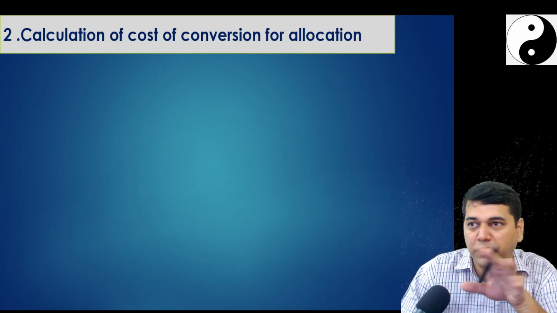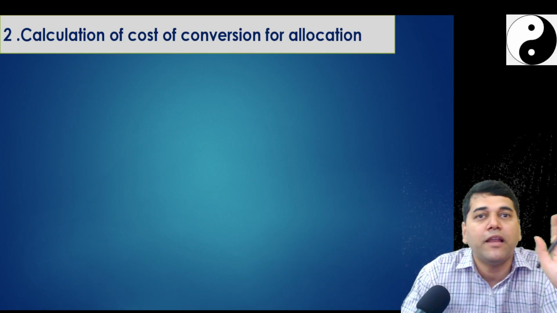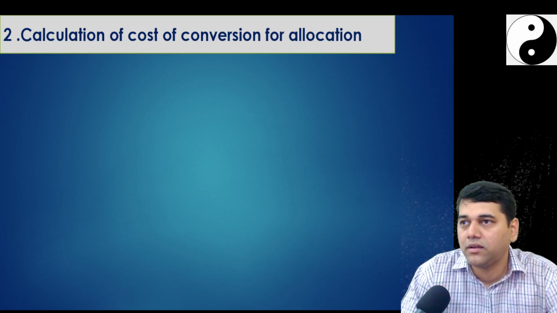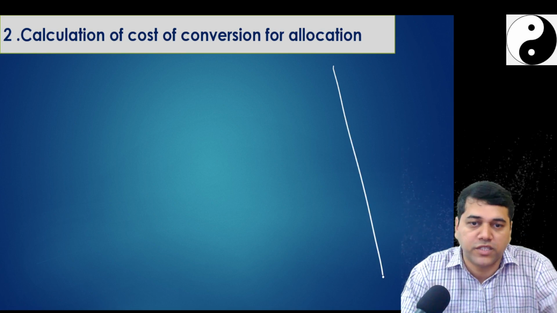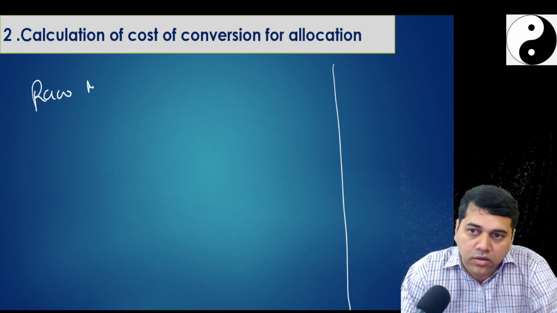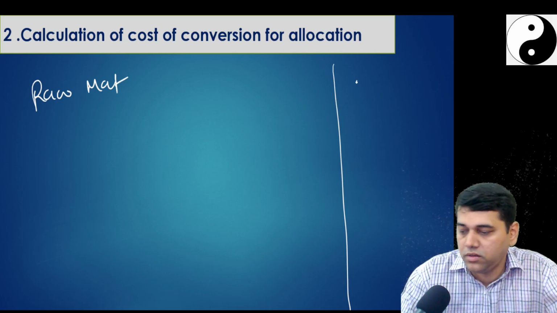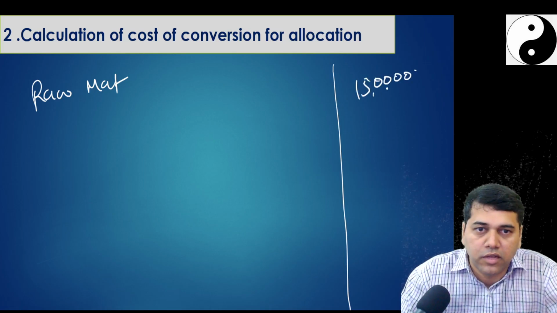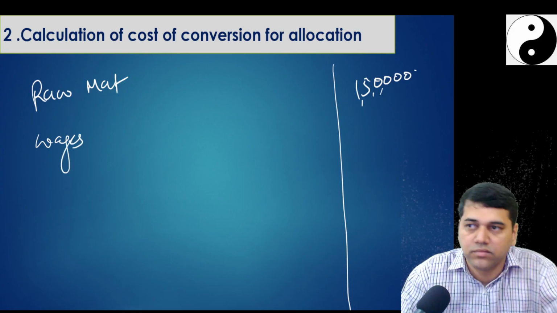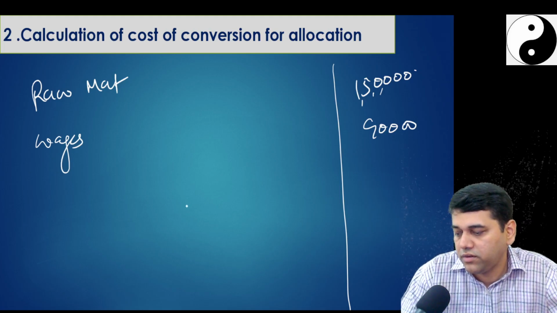Because they didn't tell you specifically what is my cost of conversion for main product 1, main product 2. Because they asked me valuation of inventory. Valuation requires my cost of conversion. Cost of conversion includes my direct cost also. So first thing, did I incur raw material cost to produce both MP1 and MP2? How much? 1,50,000. There was no opening stock, so 1,50,000 rupees I incurred. Did I incur wages? Yes, 90,000 rupees. Fixed cost, how much?